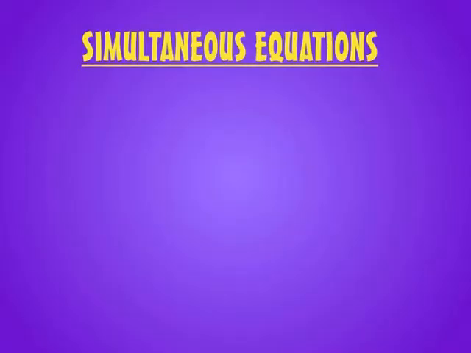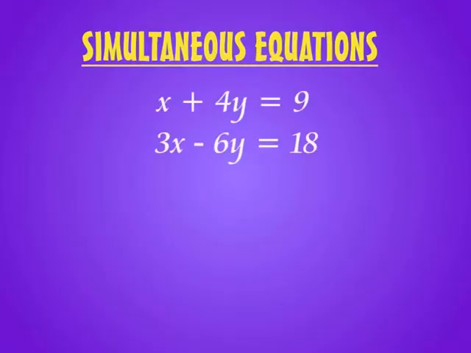Simultaneous equations are essentially the use of multiple equations to solve multiple variable type problems. Let us look at the following example. We want to solve for x and y, and we have the following equations. x plus 4y is equal to 9 and 3x minus 6y is equal to 18.